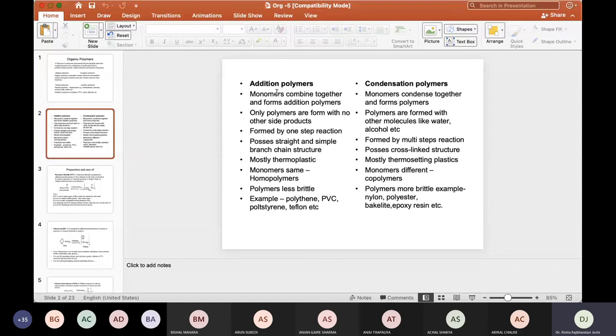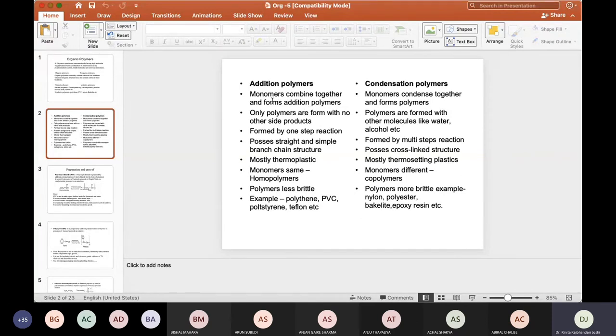You may be asked what the difference is between addition polymers and condensation polymers, or addition polymerization and condensation polymerization. If you keep it point by point, it will be easy to remember. So let's go to addition polymers. I have put only points, so you should form the sentences.